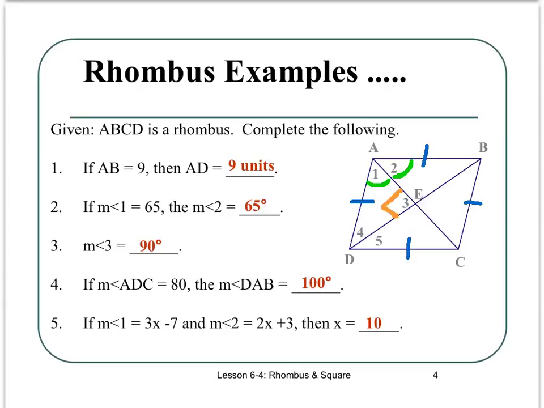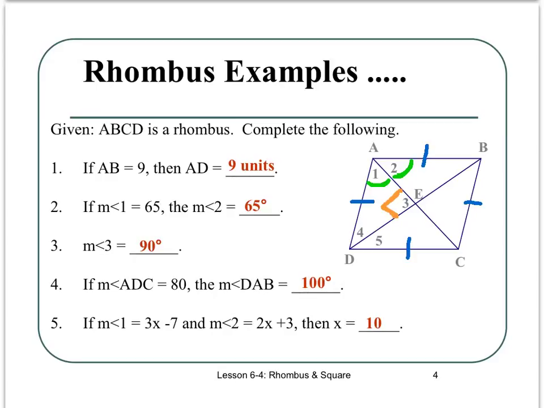There's our 90 degrees. Now if angle ADC, this big angle right here, is 80 degrees, then what's angle DAB? Those two big angles right here are consecutive angles. They're still supplementary to each other. So if this is 80 degrees, this would be 100, so that when you add those two together, they equal 180 degrees.